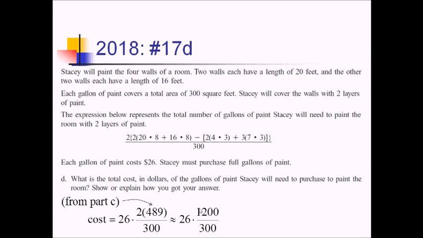And now, if I do 1,200 over 300, that comes out to the nice, neat number of 4. And if I do 4 times 26, that's going to be a little bit more than 4 times 25, so $104.